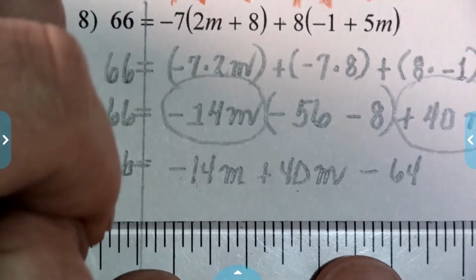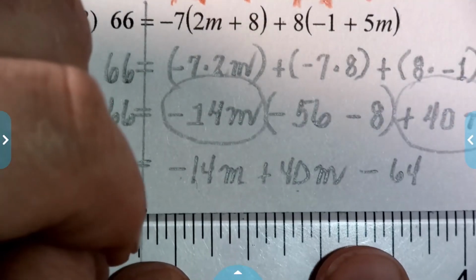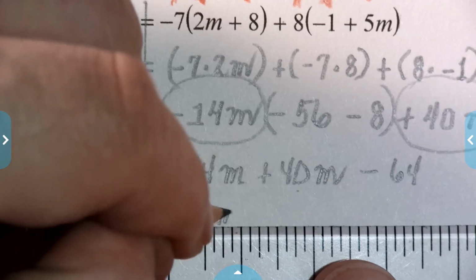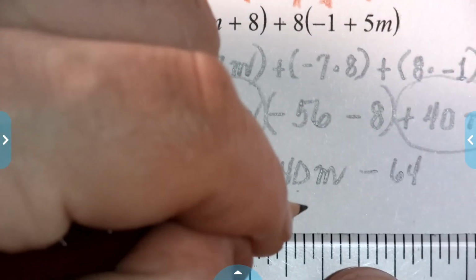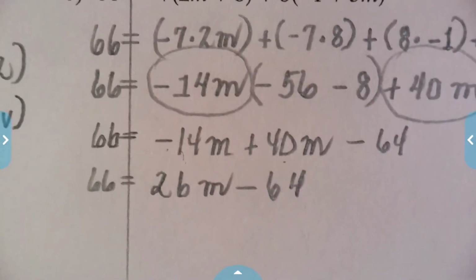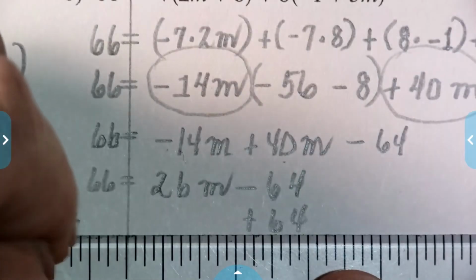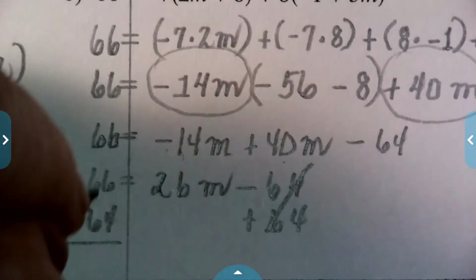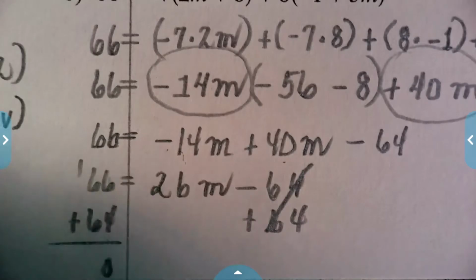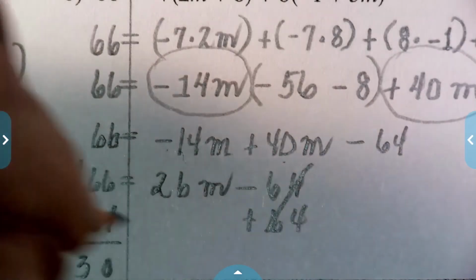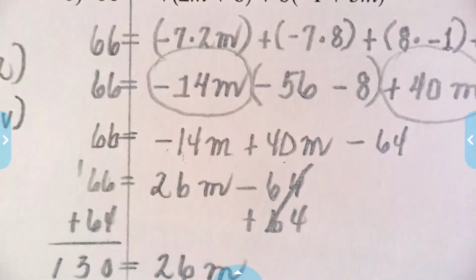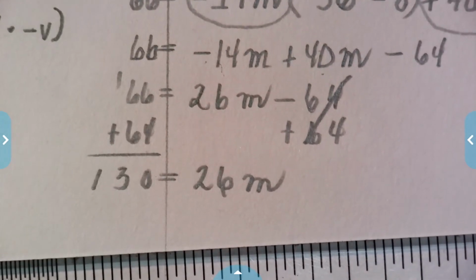So we have 66 equals 26m minus 64. Okay, so I want to plus 64 on both sides. Cancels out the 64 over here. What am I going to have? 6 plus 4 is 10. Carry the 1, 12, 13, 130. And I'm guessing that 26 times something equals 130. Okay. And I'm guessing it's 5.